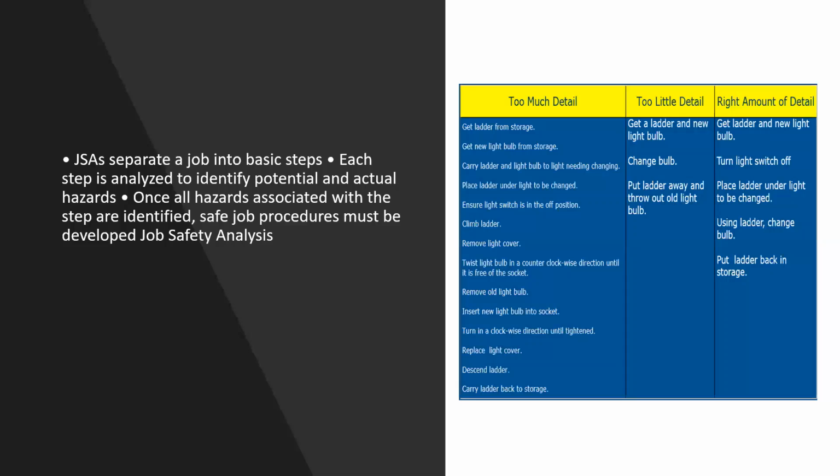then we're going to go out and place the ladder underneath the light that needs to be changed. Using the ladder, that's going to be one of our main job steps with hazards, and then putting the ladder back in storage. So that's simple enough to be able to list a few of the main job steps, and then once we're doing that, we can look and list hazards for each one.